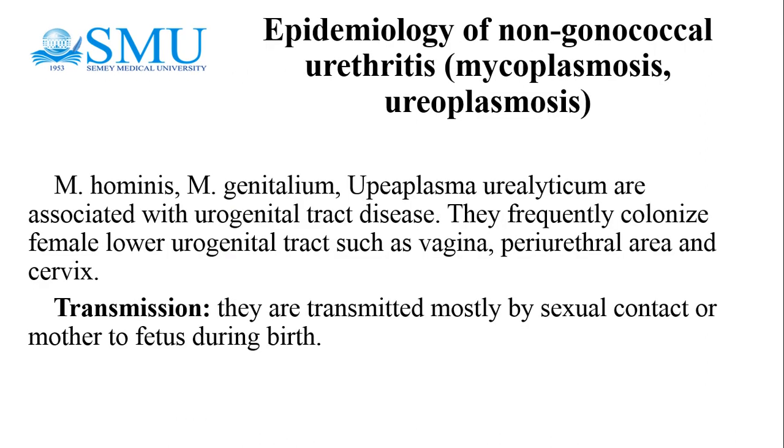Epidemiology of non-gonococcal urethritis, mycoplasmosis, and ureaplasmosis. Mycoplasma hominis, Mycoplasma genitalium, and Ureaplasma urealyticum are associated with urogenital tract disease. They frequently colonize the female lower urogenital tract, such as the vagina, periurethral area, and the cervix. As for transmission, they are transmitted mostly by sexual contact or from mother to fetus during birth.